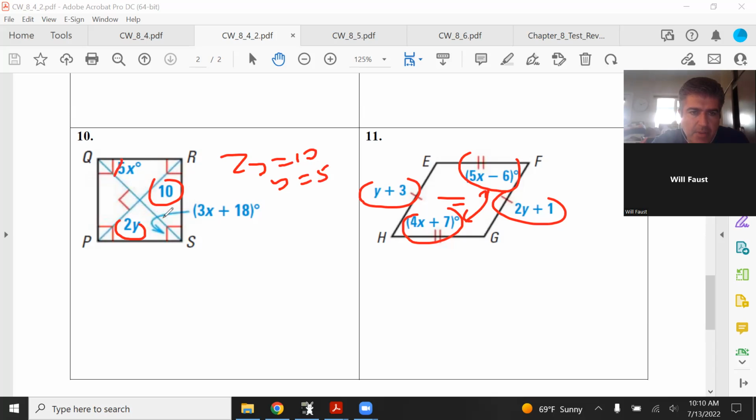And here you have alternate interior angles, because those are parallel. 5x equals 3x plus 18. 2x equals 18. X is 9.